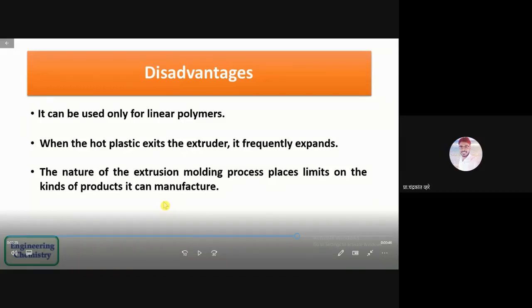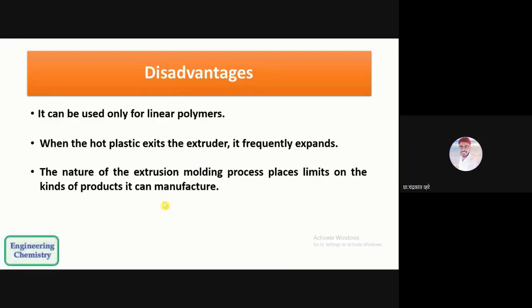Okay, the nature of the extrusion molding process places limits on the kinds of products that can be manufactured. Only long, linear products can be manufactured by extrusion. Complex parts and short parts we cannot manufacture by extrusion. And in 99% of cases, we use it just for insulation purposes. The major use is insulation.